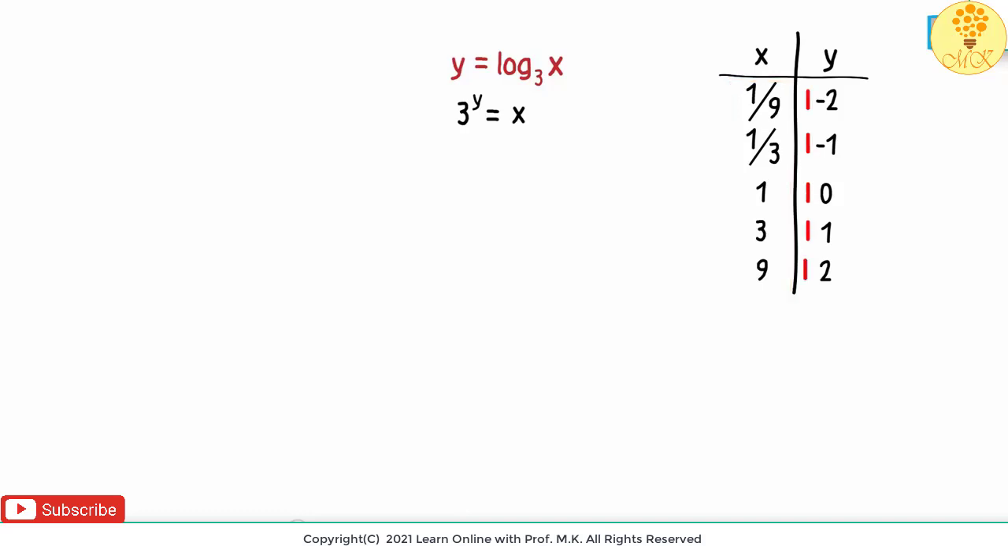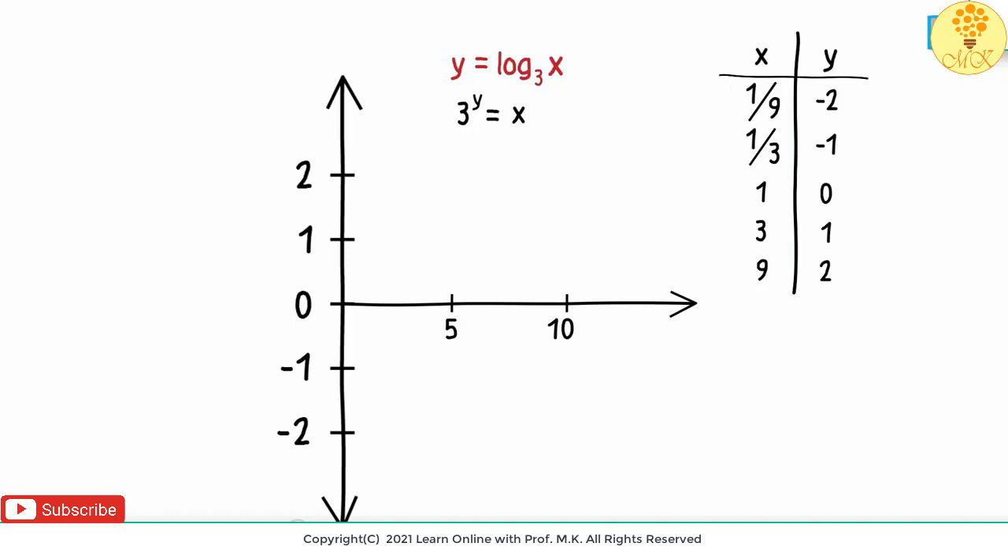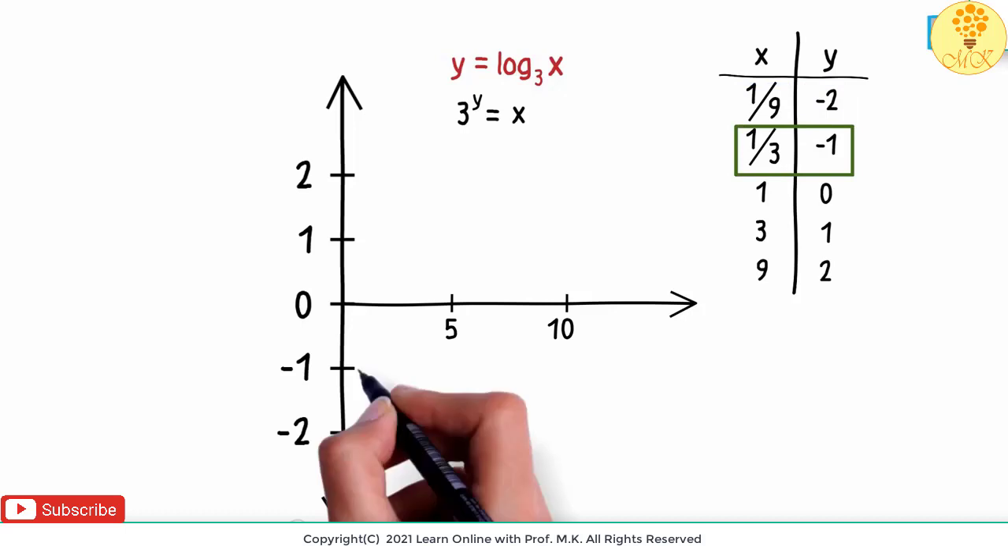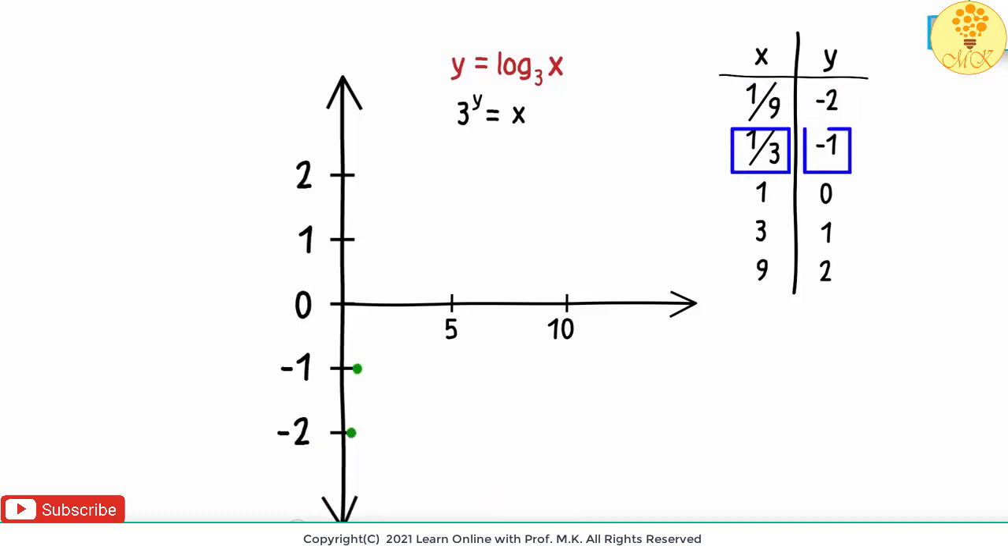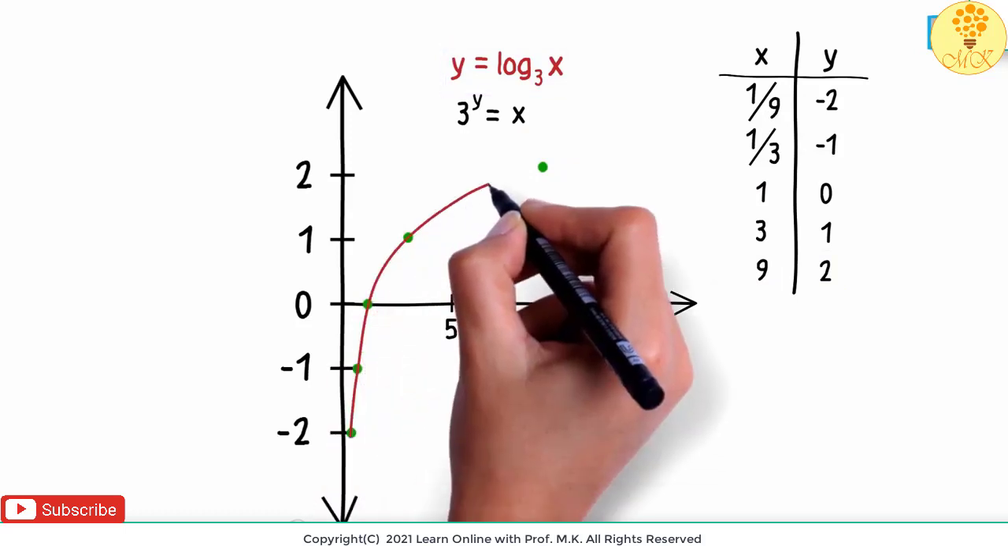Notice that no matter what the values of y are, x will always be positive. Yes, x gets smaller when y gets more negative, but x will still always be positive. So we draw the graph like this with only positive values of x. The first point can be plotted somewhere here. X is very close to 0 and y is -2. The second one can be plotted here, 1 over 3 and -1. This will be 1, 0, 3, 1 and 9, 2. Now we can plot the graph of this logarithmic function. This is how it'll look.